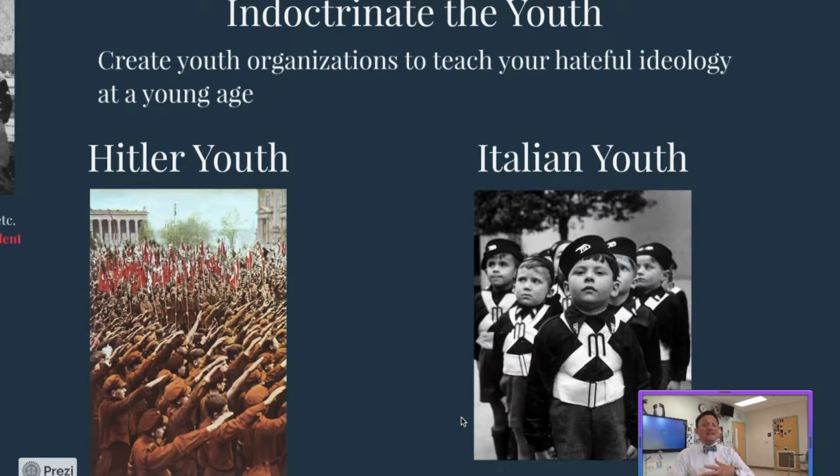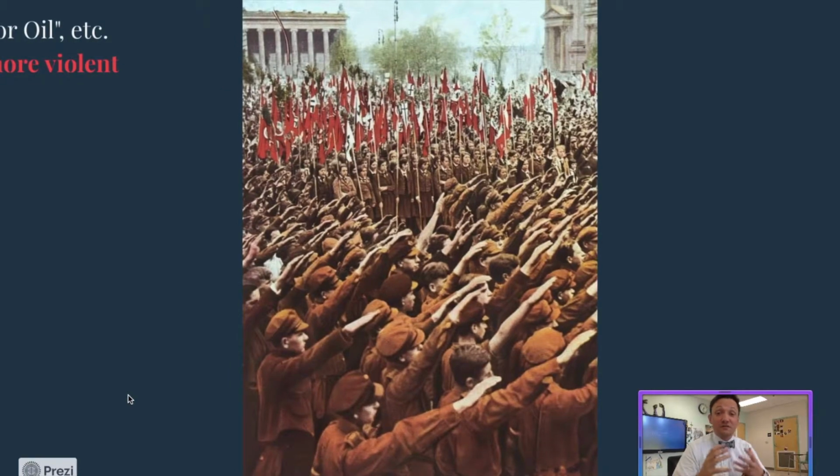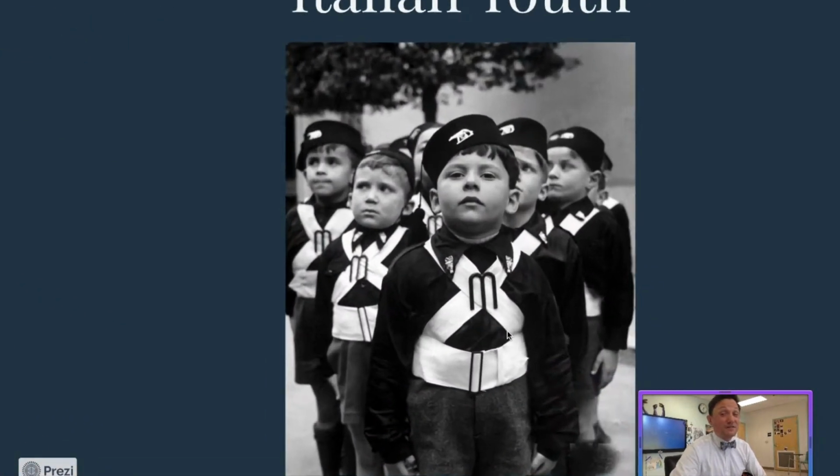Also, another big one, indoctrinate the youth, right? Create youth organizations to teach your hateful ideology at a young age. This, for example, is a picture of the Hitler Youth, and over here is a picture of the Italian Youth, right?